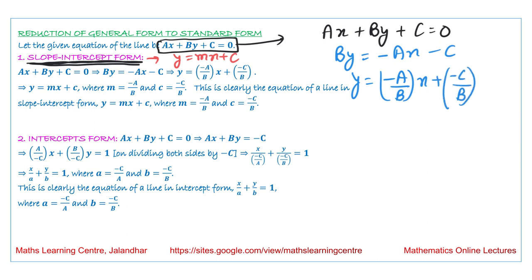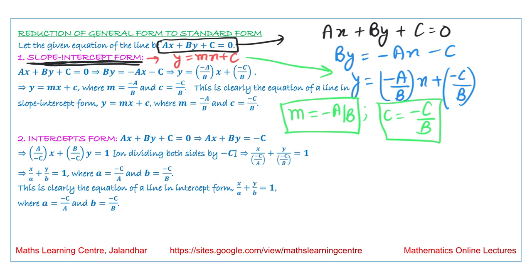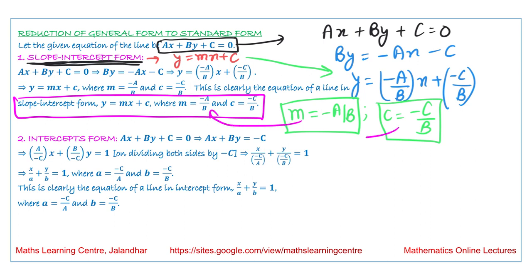Comparing both these equations, we obtain that the value of m is minus a by b and the value of c is minus c by b. These are the values, and this is how we can convert the equation to the slope-intercept form. We will have y is equal to mx plus c, where m is equal to minus a by b and c is equal to minus c by b.